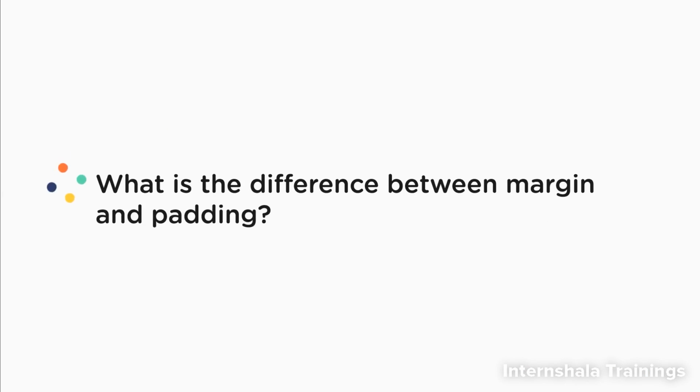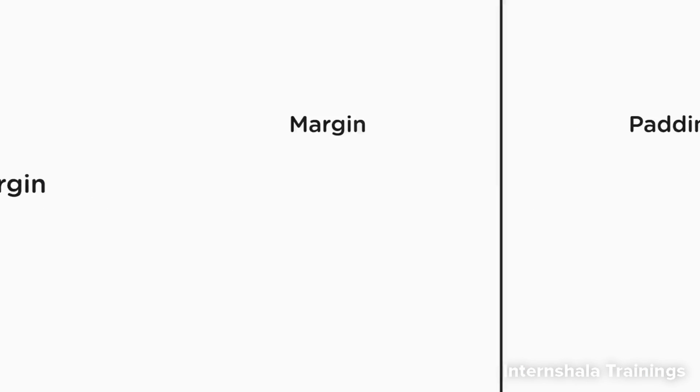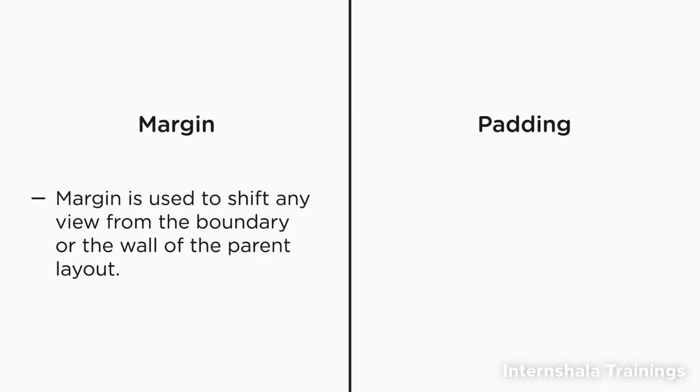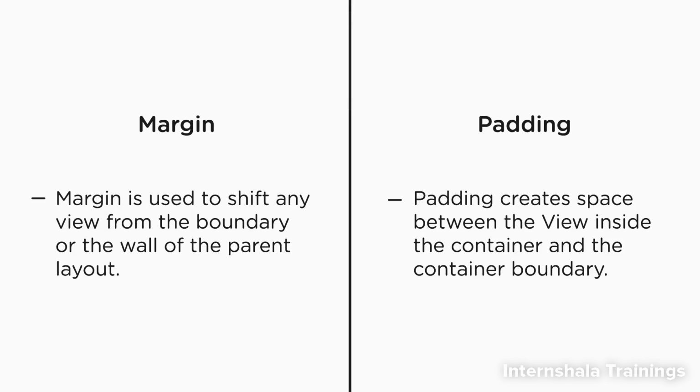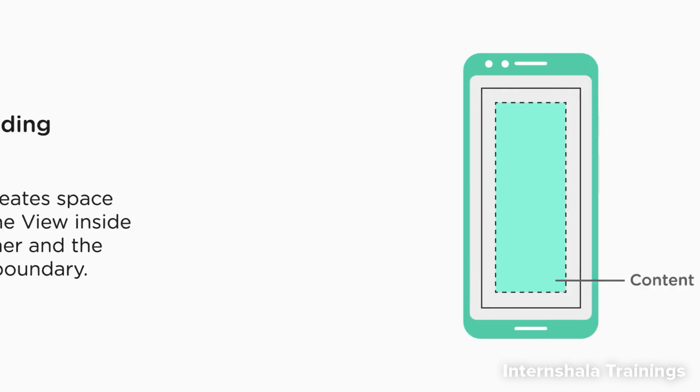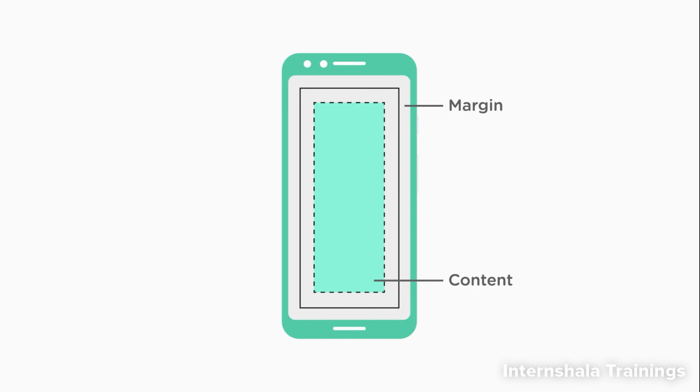So what is the difference between margin and padding? Well, margin is used to shift any view, in this case the text view, from the boundary of the parent layout. So, it creates space between the container and the outside environment. Padding, on the other hand, creates space between the view inside the container and the container's boundary. For example, this space will be margin while this will be padding.